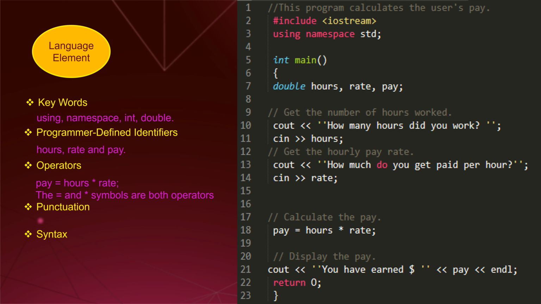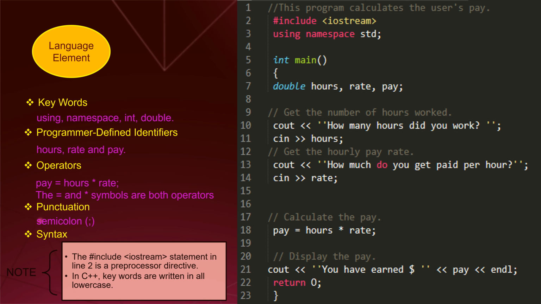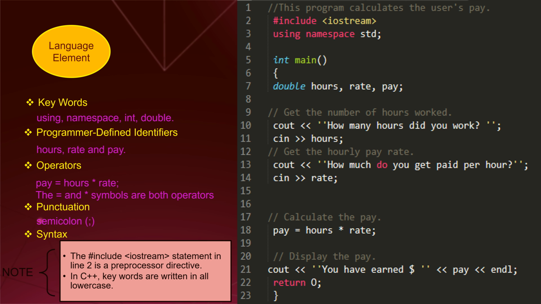Notice that many lines end with a semicolon. A semicolon in C++ is similar to a period in English. It marks the end of a complete sentence. Semicolons do not appear at the end of every line in a C++ program. Note that the hash include iostream statement on line 2 is a preprocessor directive. In C++, keywords are written in all lowercase.